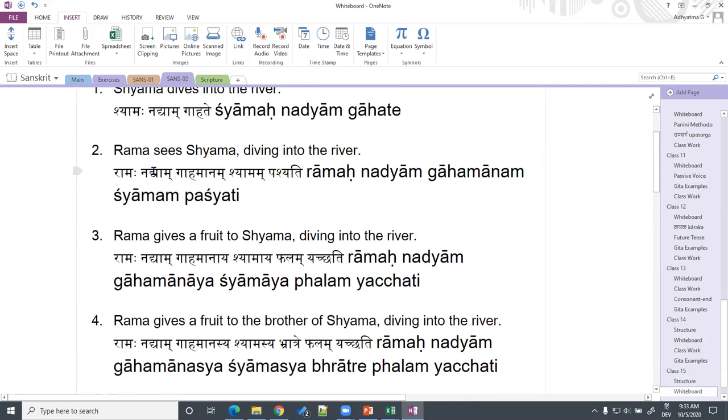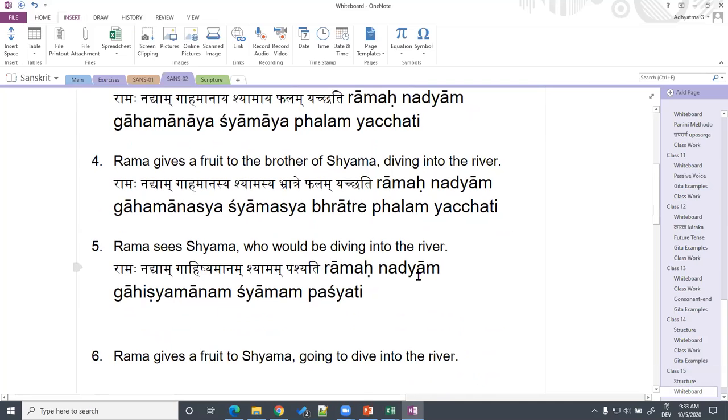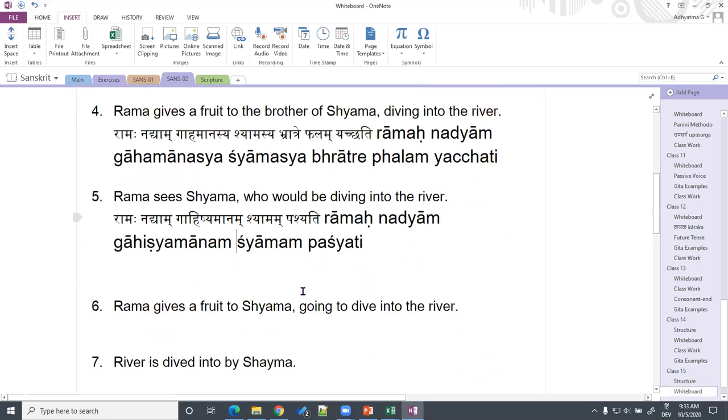So in the present, when you use present participle, the sense is that he is actually diving into the river at that point of time when Rama sees Shyama. Here Rama is seeing Shyama who is just getting ready, like he is not diving, he will be diving into the river sometime in the future, who is going to dive in the river. So that's the kind of sense.